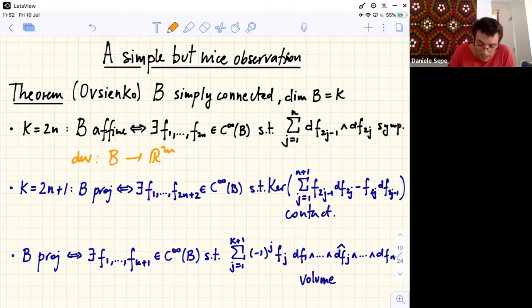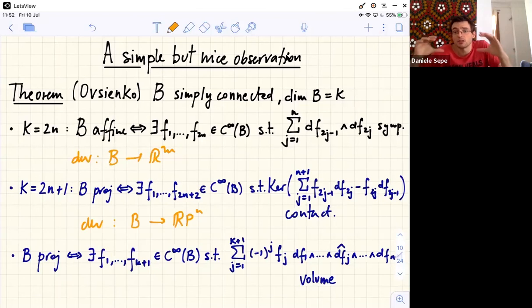And the second result is entirely analogous, but projective. Now, remember, this is simply connected. So all you have to construct is this local diffeomorphism. And now you see you have 2n plus 2, so you have one more function than you expect. But that's because you have to think of RPn as a homogeneous space, right? So you have one more function. And for those of you who like contact geometry, you should recognize the expression that appears within the parentheses as a multiple of the standard contact structure on the sphere, which is, if you wish, the standard contact form on projective space. If you like to think that way. And the last item is, okay, it's an item.